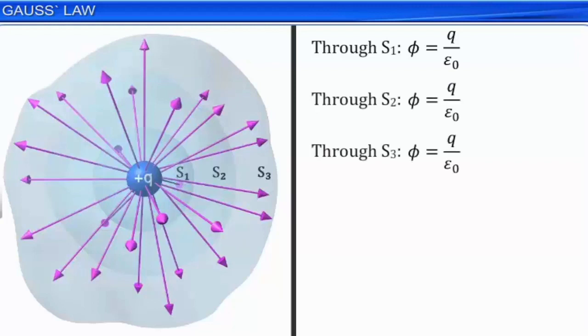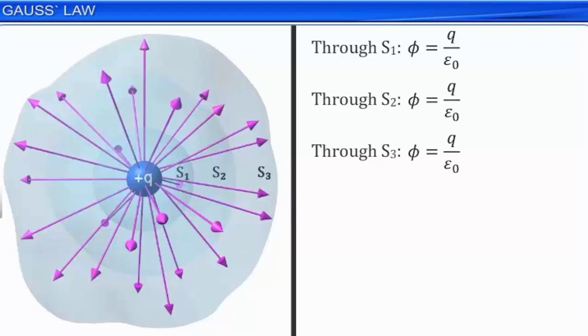Here, we observe that the net electric flux phi through any closed surface is independent of the shape of the closed surface. Hence, we conclude that a Gaussian surface can be of any arbitrary shape.